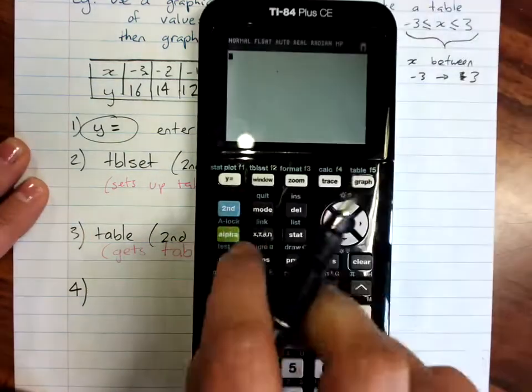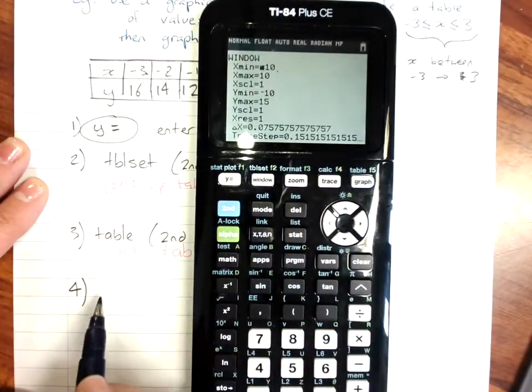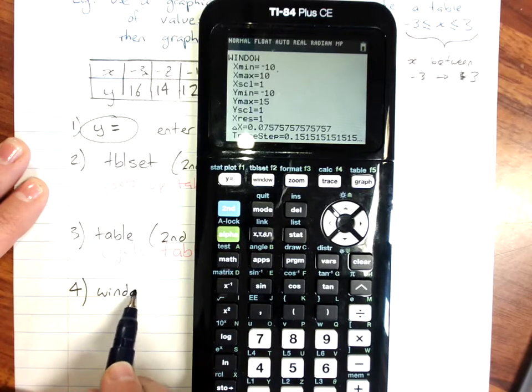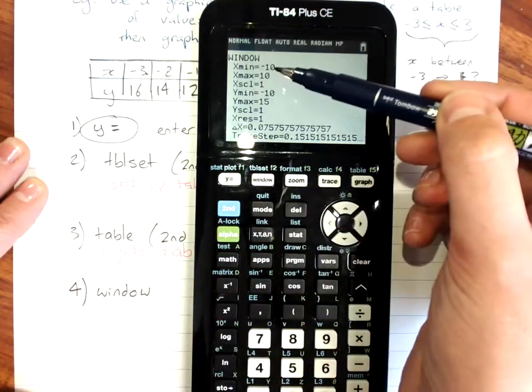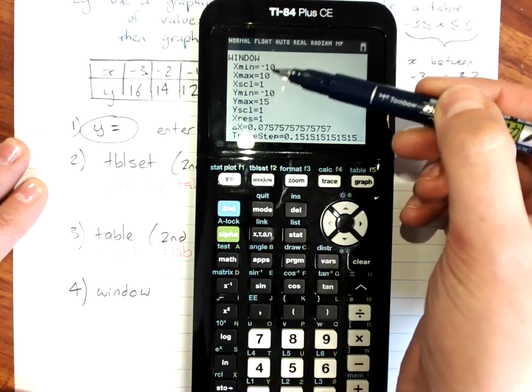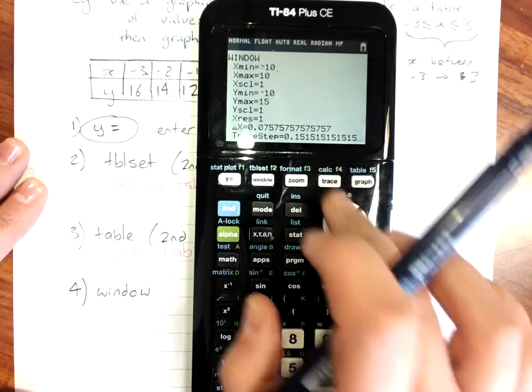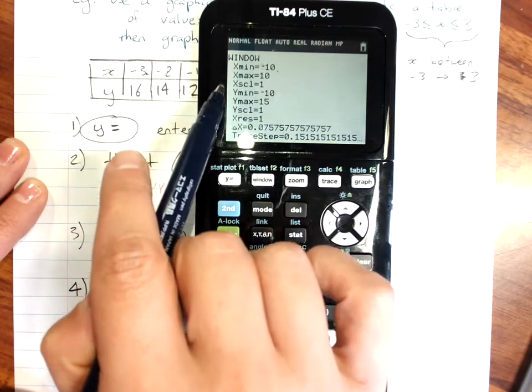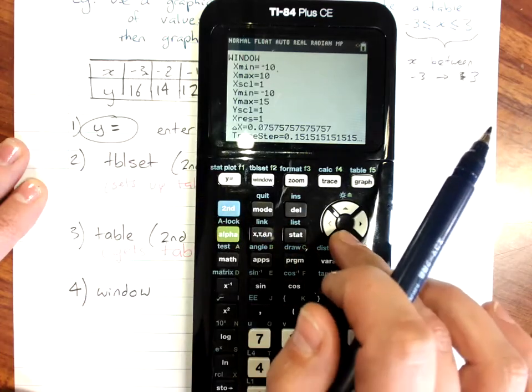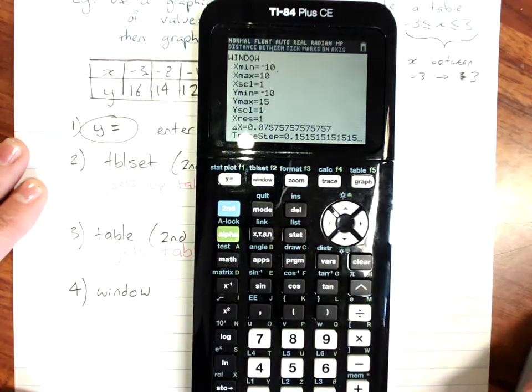And window lets you set that up. X can go from -10 to 10, that's big enough, it's bigger than we need. So that's the x minimum and the x maximum. X scale says we're going up by 1 on the x-axis, that's fine.